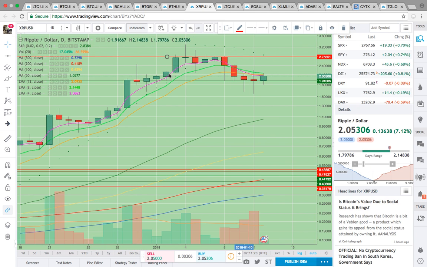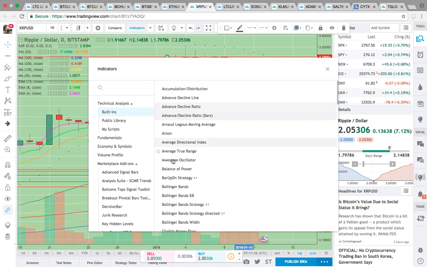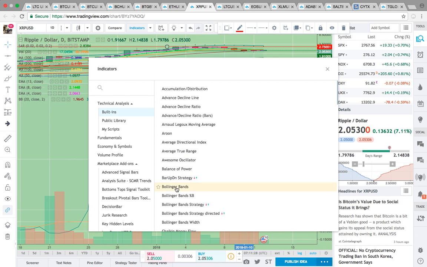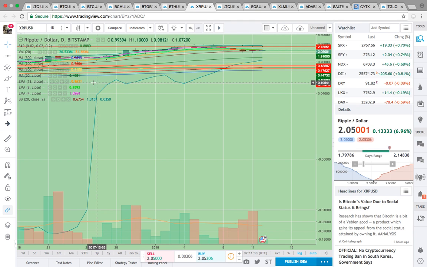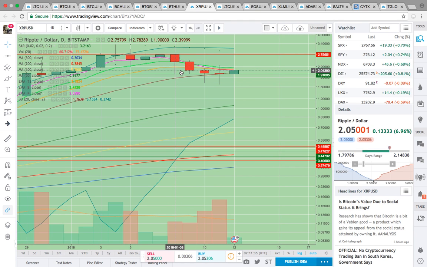We can throw in the Bollinger Bands here. I like the Bollinger Bands, but you can't see them on this chart. That's the problem with TradingView, it's difficult to see. It's great, it's good technology. It just can be difficult. I really like the Bollinger Bands.